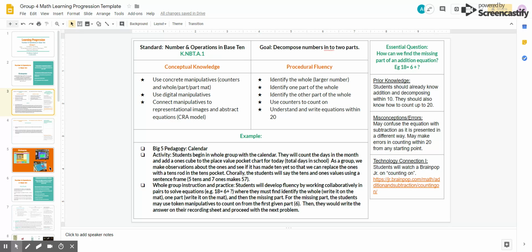Students will develop fluency by working collaboratively in pairs to solve equations. So going back to our essential question, the students need to be able to identify the whole, write it on the mat, one part, write that on the mat, and then count on for the missing part. And you'll see that in just a second with several images. For the missing part, the students may use token manipulatives to count on from the first given part, which is the number 6. Then they would write the answer on their recording sheet and proceed to the next problem.